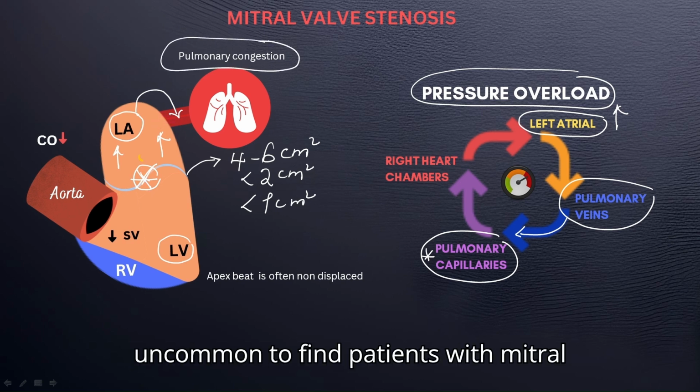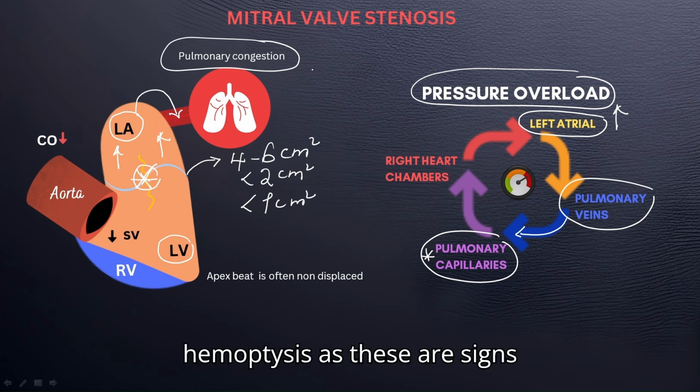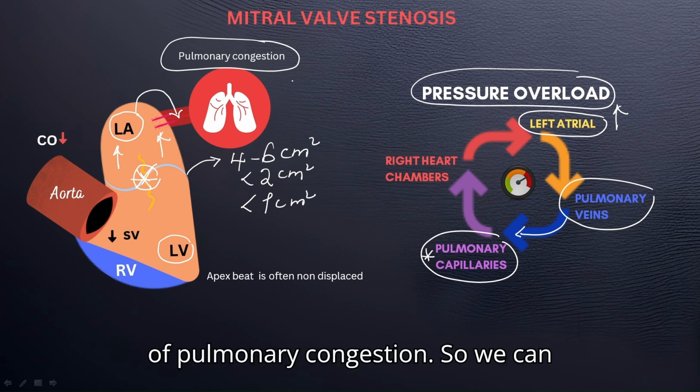So it is not uncommon to find patients with mitral valve stenosis complaining of shortness of breath, cough, and hemoptysis, as these are signs of pulmonary congestion.